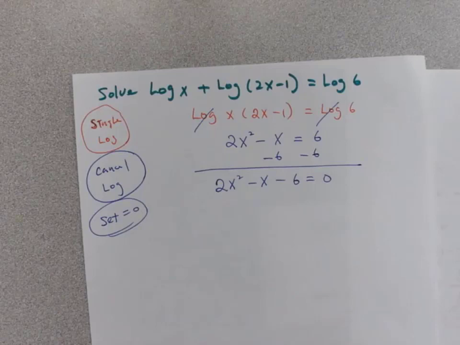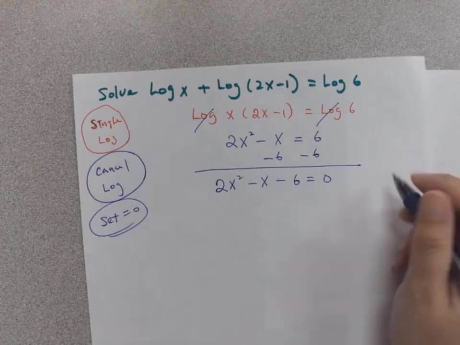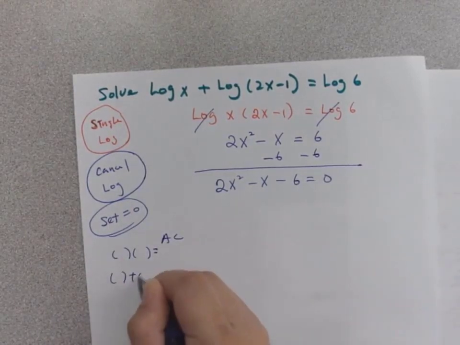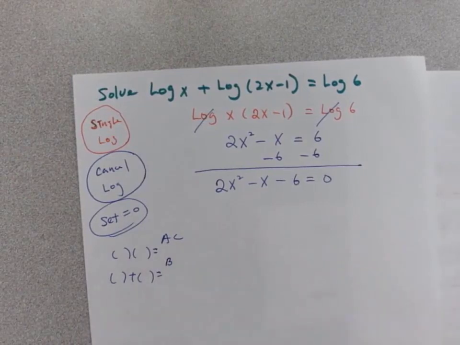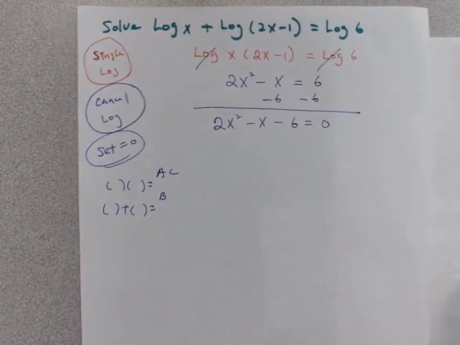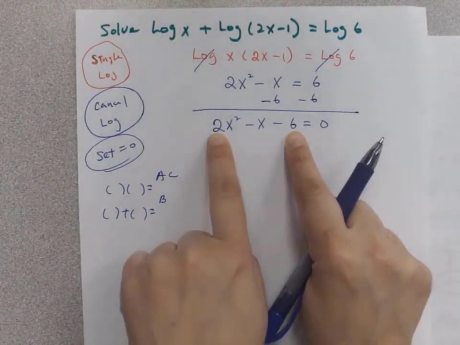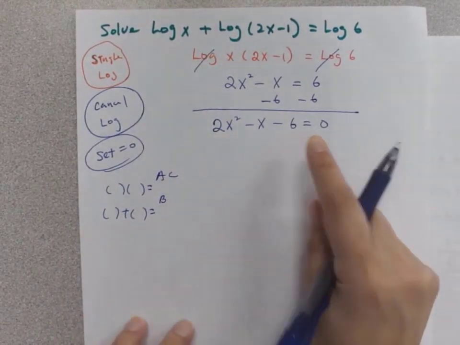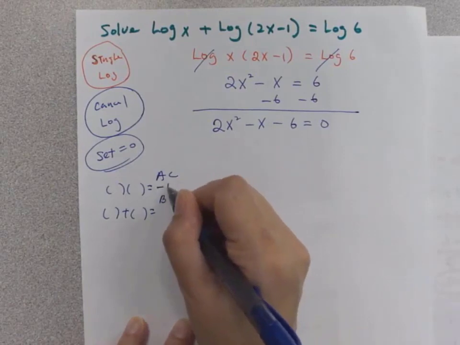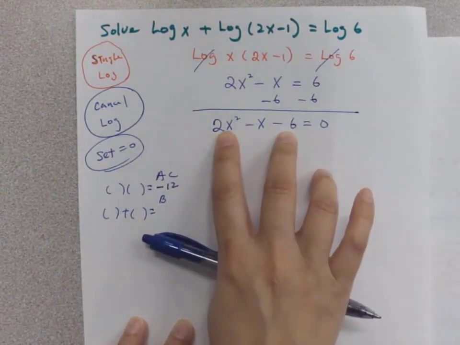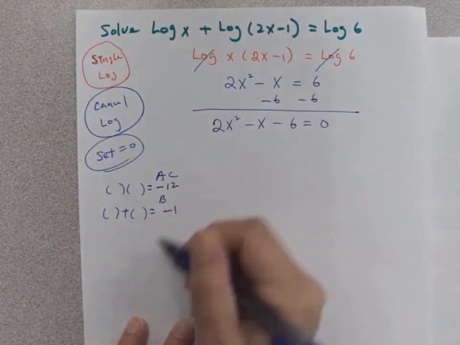You will do the AC method, okay? So the AC method, you need something times something equal to A times C, and then when you add them together equal to B, right? So A times C is 6 and negative 6 and 2 is negative 12. Everybody okay with that? And then the B is negative 1.